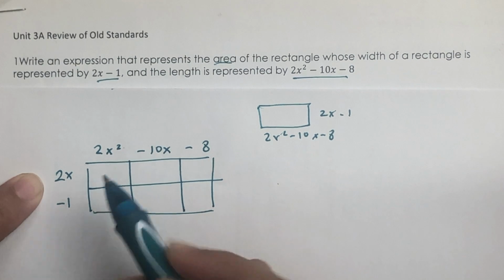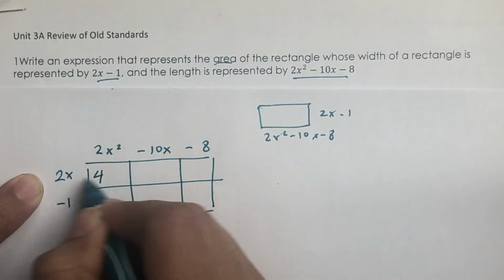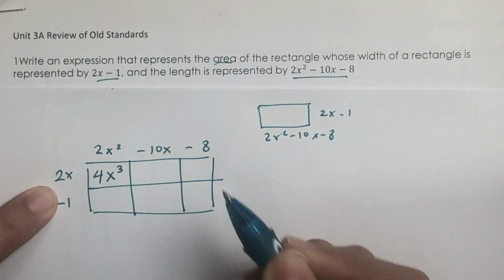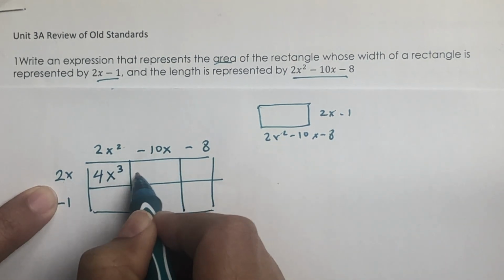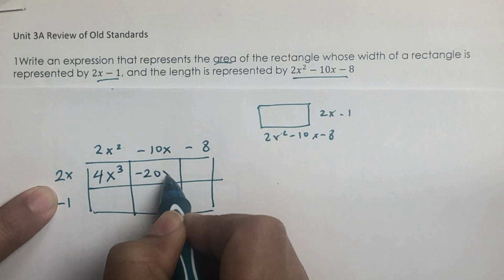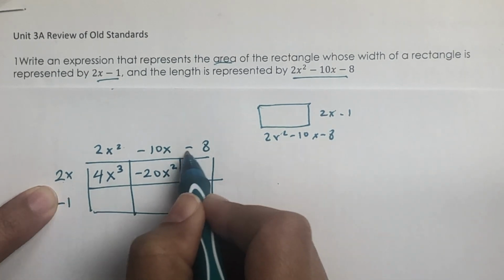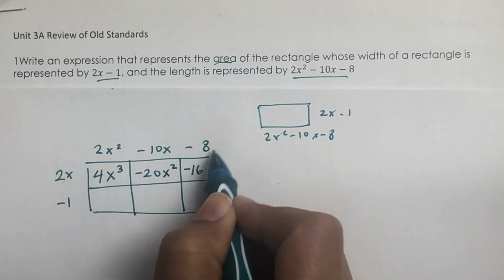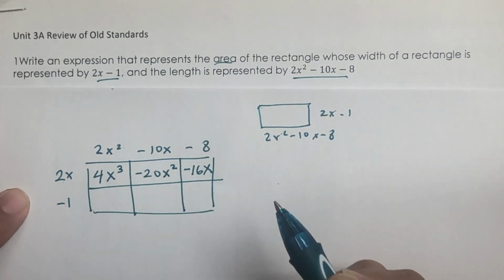2x times 2x squared. So 2 times 2 is 4. X times x squared, how many x's do I now have? 3. 2 times negative 10 is negative 20. X times x is 2 of them. 2 times negative 8 is negative 16. And then x times there's an invisible 1x, there's just x.